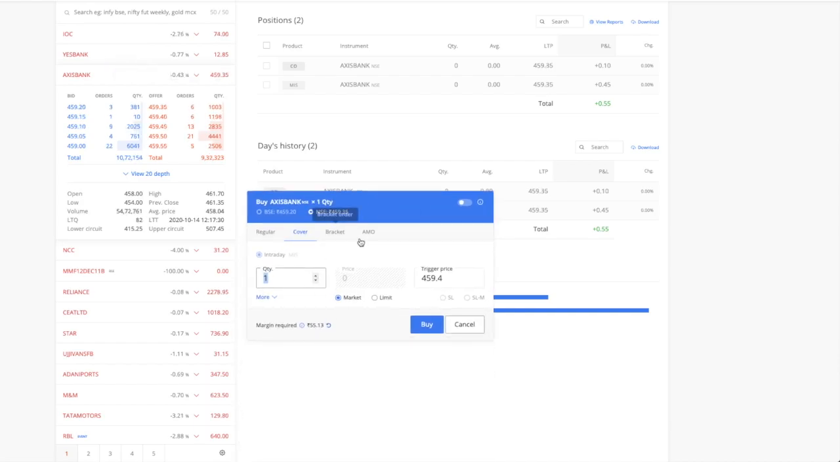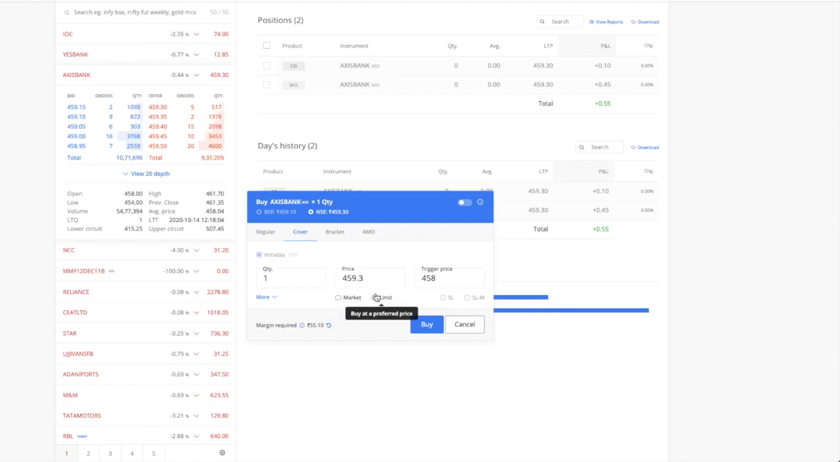So, cover order you have seen. A cover order can be entered both ways. That is, you can enter at the market price. A cover order is nothing else but an order that comes with a stop loss. So this trigger price is kept at the stop loss. When it comes to a cover order, you can enter it at the market price. Also, you can enter it using a limit order. Right now the price is 459.1. I need to keep my stop loss at, let's say, 458. So if I use a market order, whatever is the current price, I'll be entering the trade. My stop loss will be kept at 458.